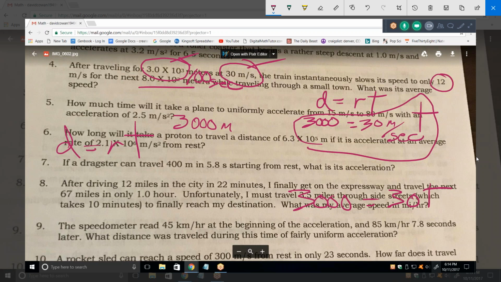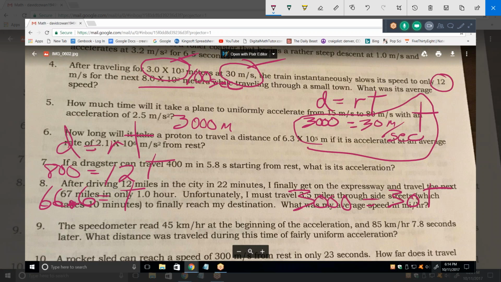So it'd be 800 is equal to 12 meters per second times t. Remember, this is the second part of the trip. So how long did it take to go through town? Town is 800 meters across, and it slowed all the way down to 12 meters per second. So let's figure out how many seconds it took to get through town. 66.6. All right, 66.7.